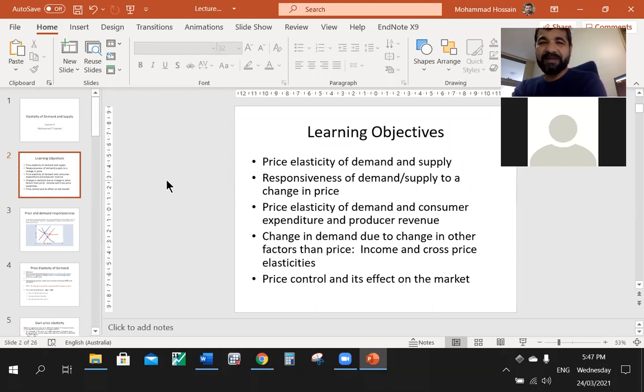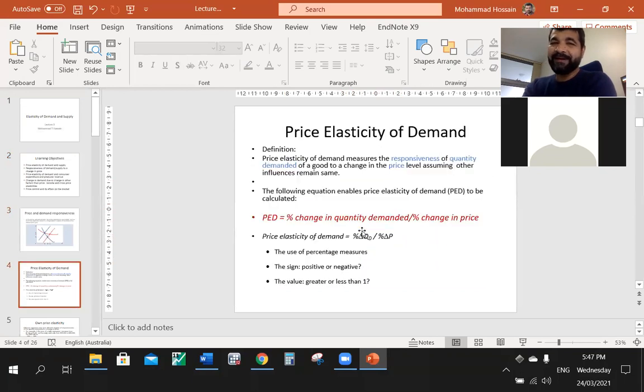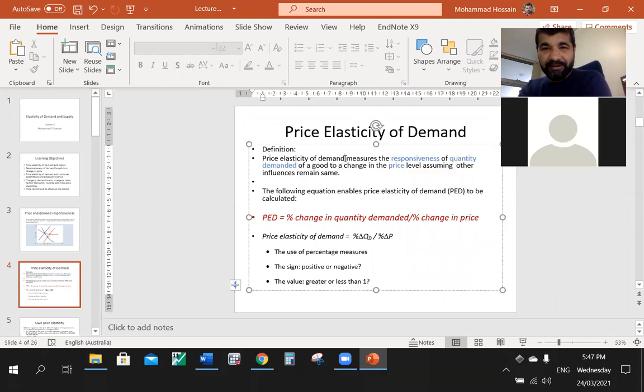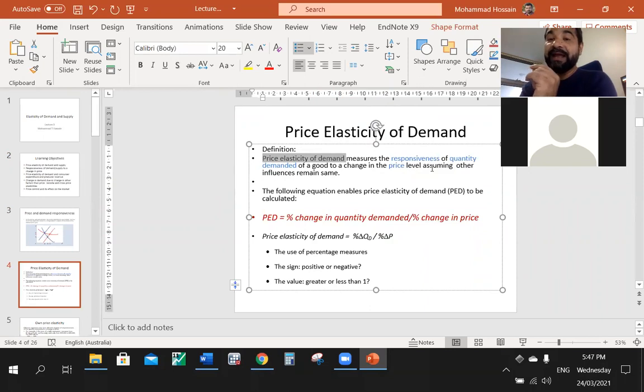All right. Now, how do we actually measure that? It actually comes from the slope, the slope of the line. Price elasticity of demand measures the responsiveness of quantity demanded of a good to a change in the price level, assuming other influences remain constant.